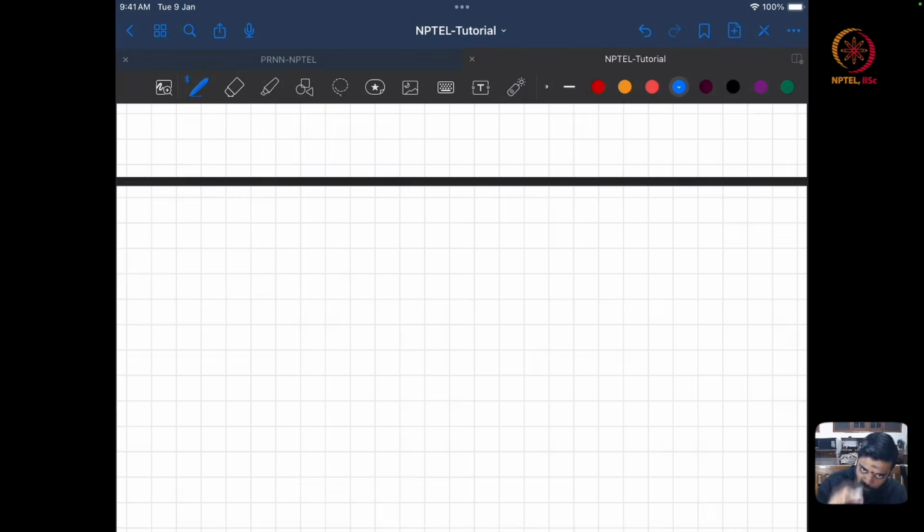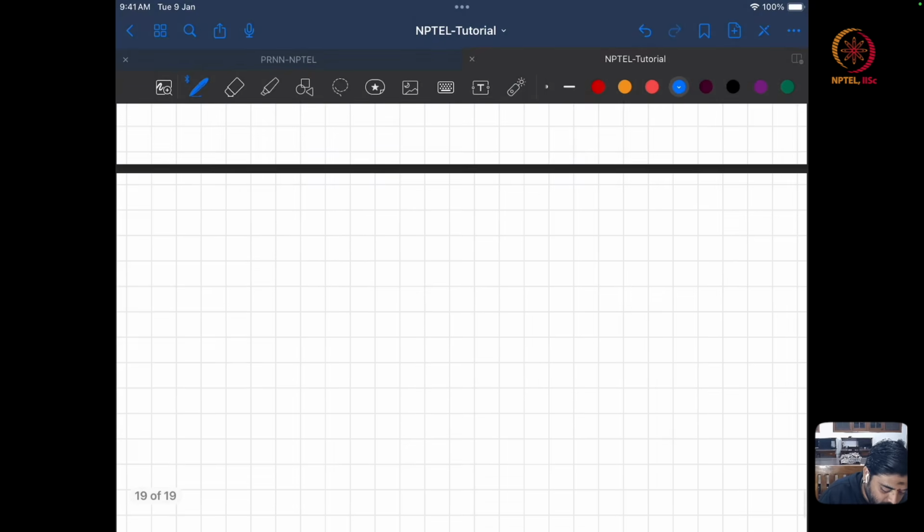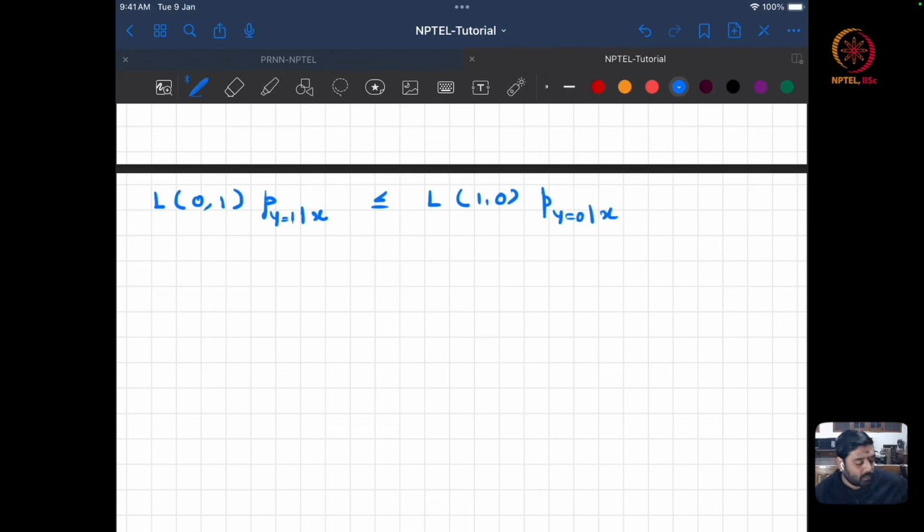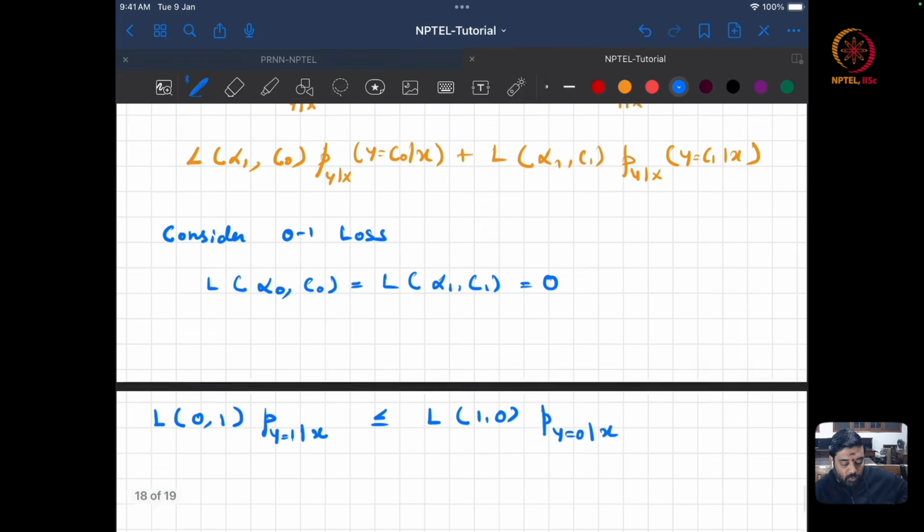Now let's reduce the burden of notations. How will it be? The loss incurred when my hypothesis function says 0 but the true label is 1, times the probability that y is equal to 1 given x, is less than or equal to the loss when it says 1 but the true label is 0, times the probability that y is equal to 0 given x. This is what it finally boils down to. Much simpler notations.